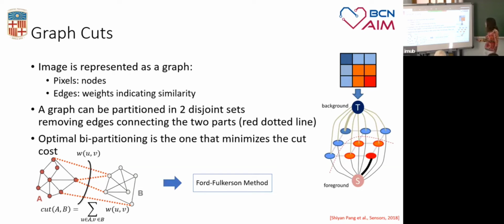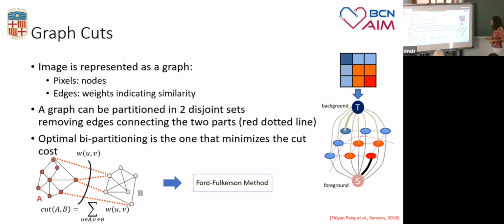How? By minimizing the cost. How do we minimize the cost? One option is to try all the edges, cut here, cut through here, and here, but this is not optimal. We would have to check all the possible partitions in the graph. But we have a method that allows us to calculate this minimum cost that we need for the graph cuts.